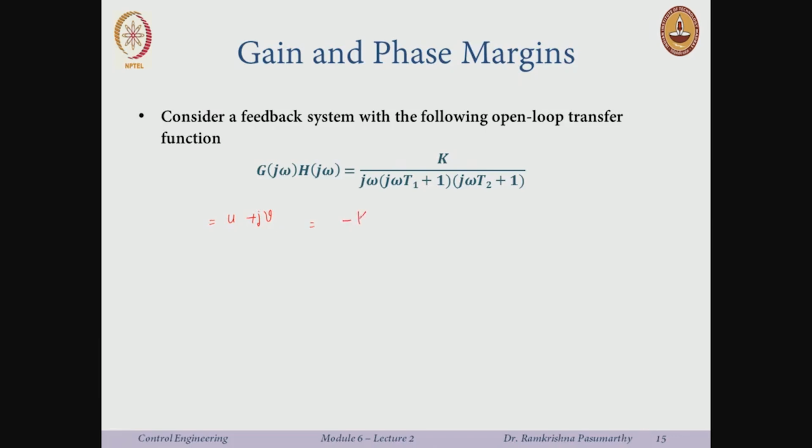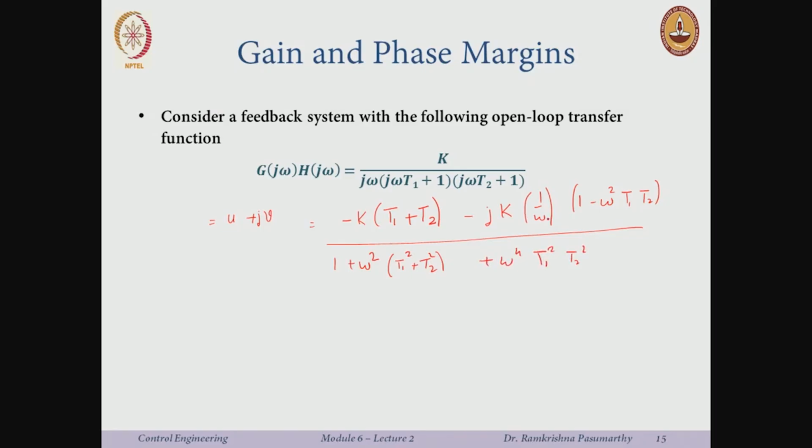I will skip this computation, but I will just write down the final value: minus k (T1 plus T2) minus j times k (1 over omega minus omega squared T1 T2) over, a bunch of terms in the denominator: 1 plus omega squared (T1 plus T2) squared plus omega to the fourth T1 squared T2 squared. Just check this computation for yourself also.